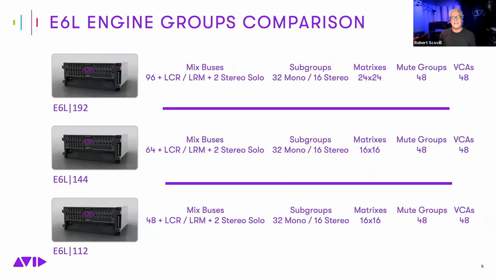I believe that's right. I'm pretty sure I put that in there right. Might have to check myself here as we get going. The matrix counts, as you can see there, kind of go up and down depending on what engine you choose. But there's a common amount of mute groups, and recently we added a common amount of VCAs available to all of those systems, just to make going back and forth between your show files a little bit easier for you. All right, so that's how it shakes out numbers-wise.